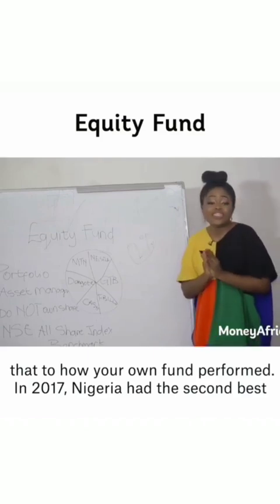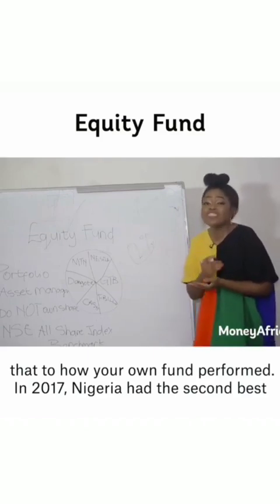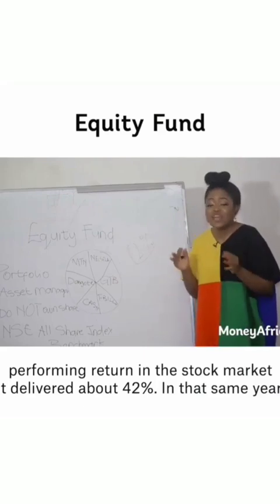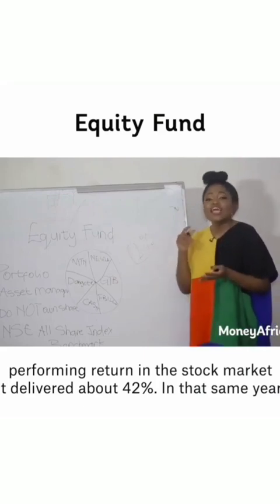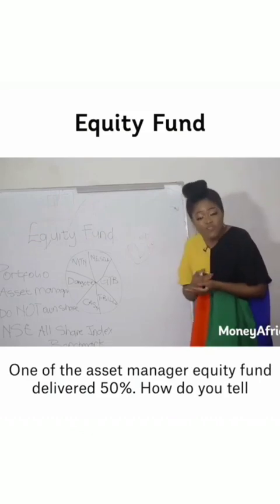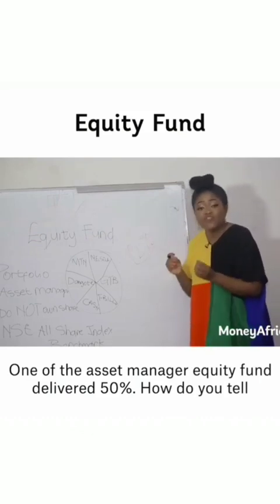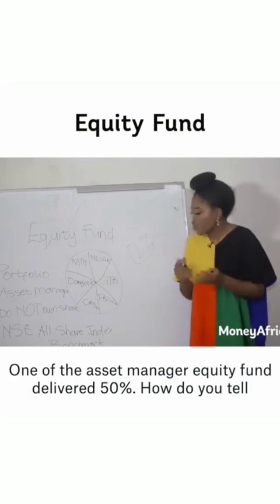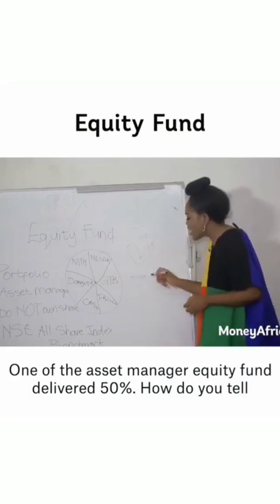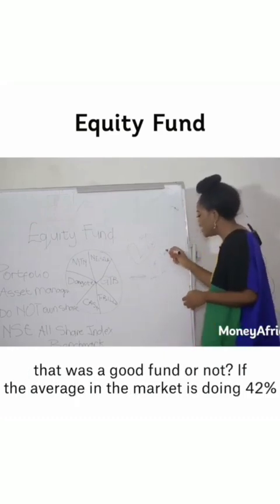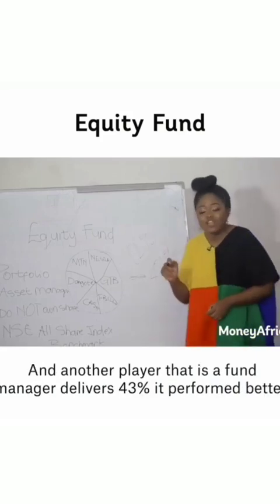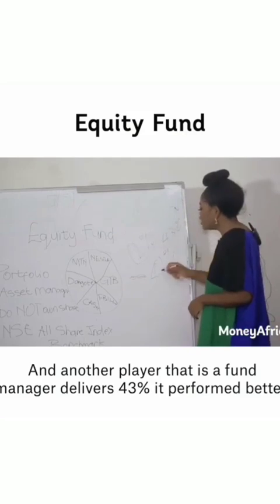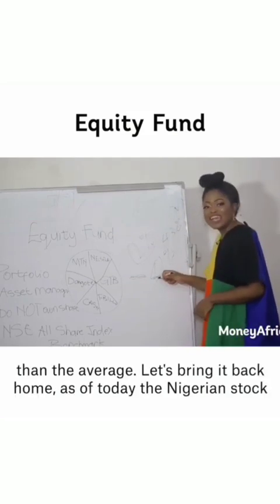In 2017, Nigeria had the second best performing return on the stock market. It delivered about 42%. In that same year, one of the asset manager equity funds delivered 50%. How do you tell if that was a good fund or not? If the average in the market is doing 42% and another player that is a fund manager delivers 43%, it performed better than the average.